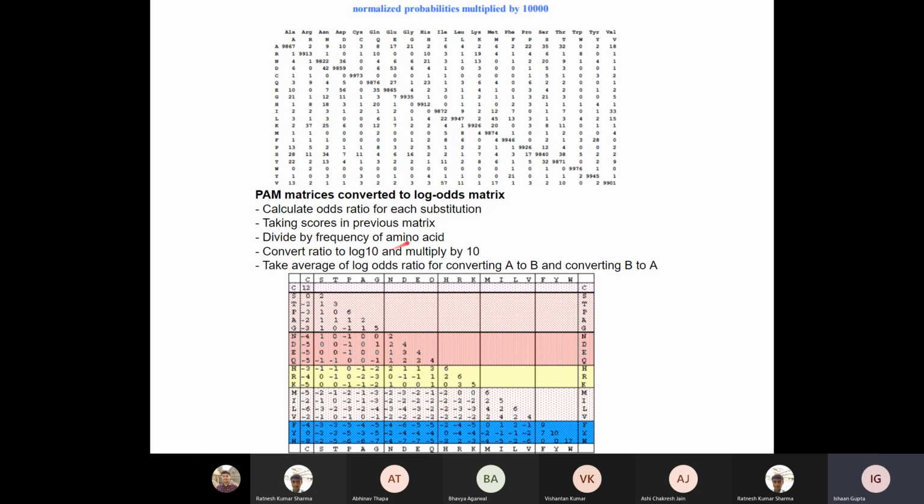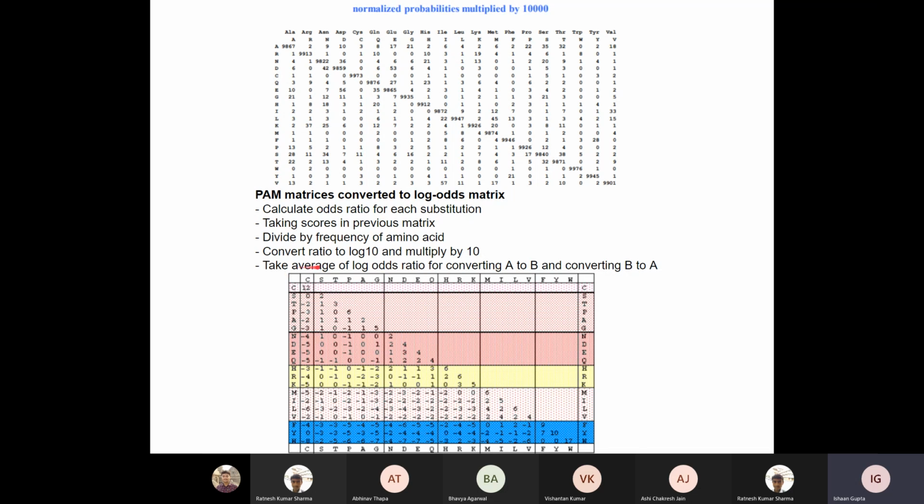You basically divide by the frequency of the amino acid, you take log 10 of that, and then you multiply that by 10. So it will be 4 divided by 9867. You take log 10 of that. So it will be approximately 1 divided by, let's say, take this one, R into A. This will be 1 divided by 10,000 approximately. So log 10 of 1 divided by 10,000 is how much? It's -4. Right?